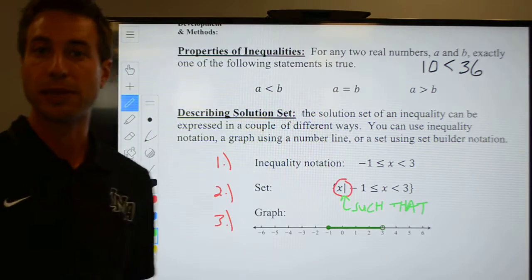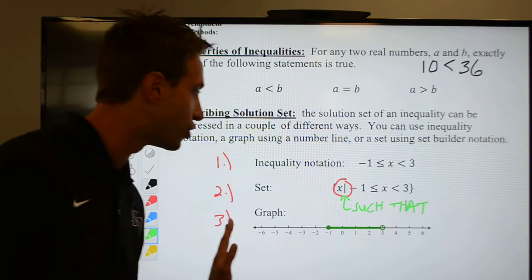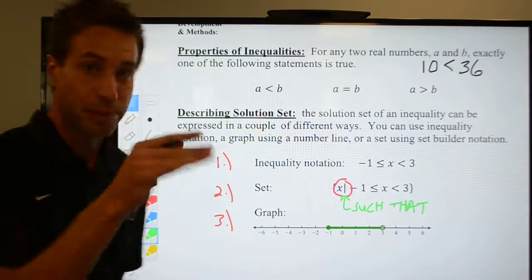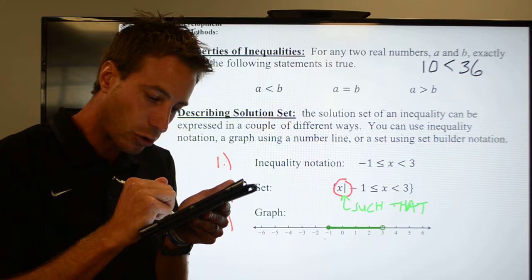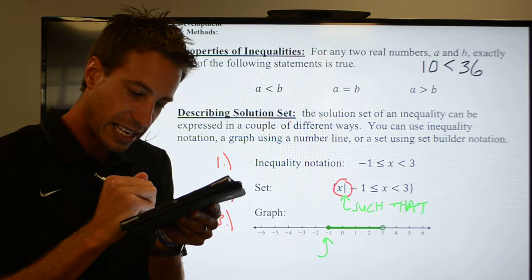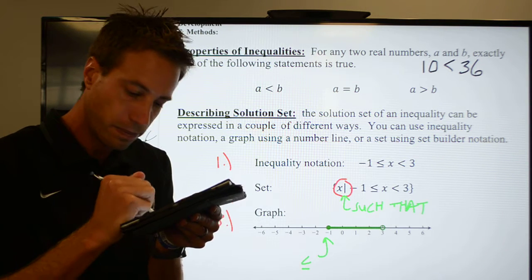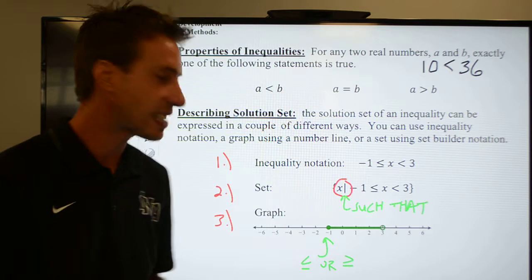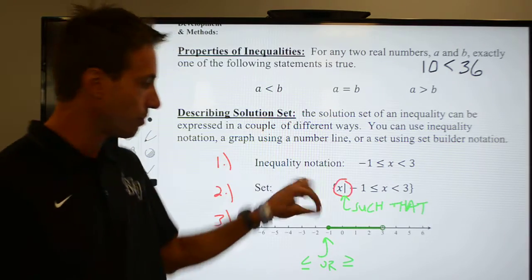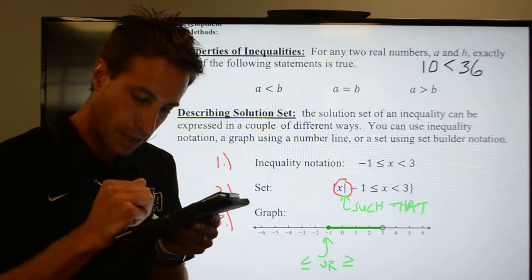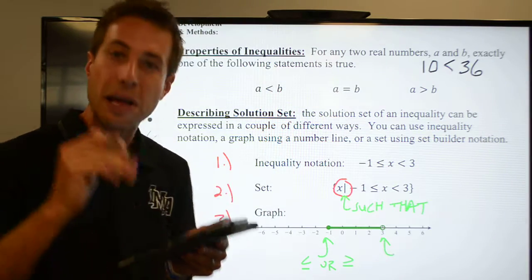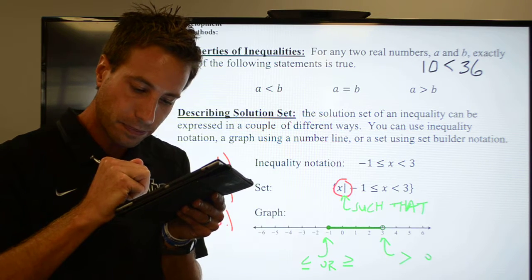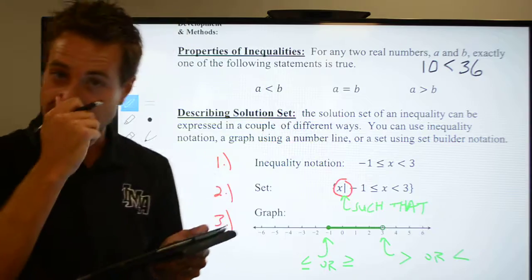The last one is going to be the graph. This one's really self-explanatory. It is just a continuous number line. The point I want to make here is that please remember that a closed circle is less than or equal to or greater than or equal to. It must have the equal to. The equal to means that you fill the circle in. The open circle means strictly greater than or strictly less than.